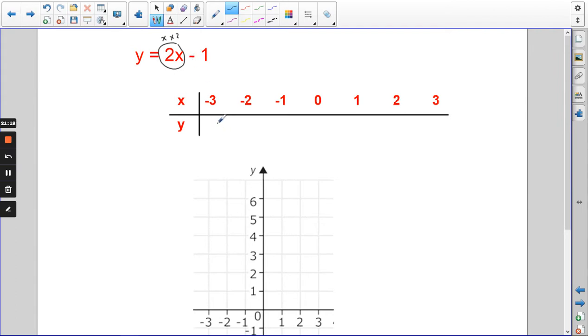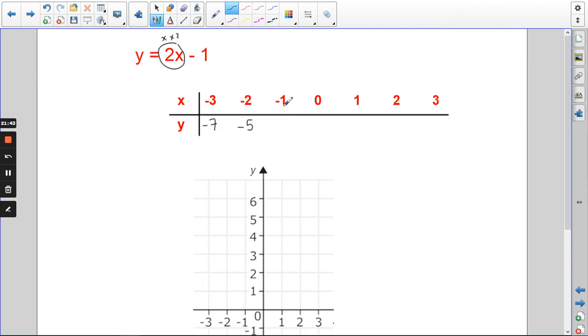So if I double minus 3, I get minus 6. If I take away another 1, I actually end up on minus 7. Okay. If I double minus 2, I get minus 4. And if I take away 1 more than that, I actually end up on minus 5. Remember, taking away goes down. If it was a thermometer, it gets colder.